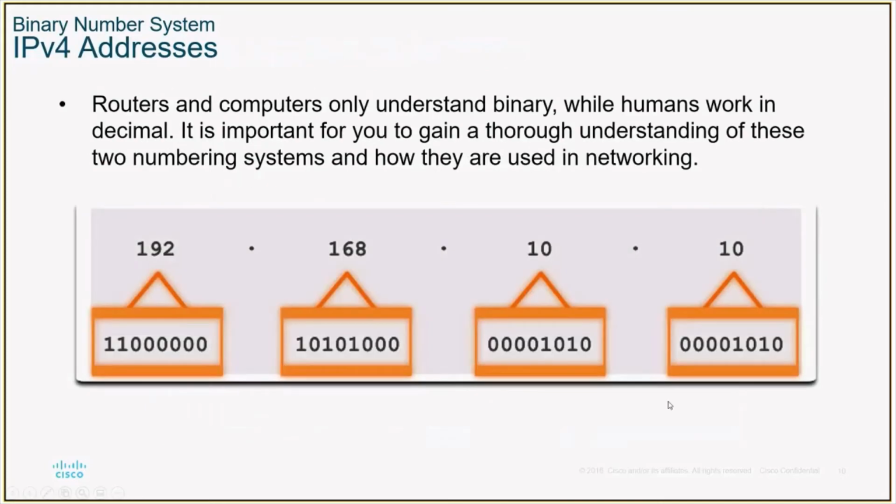Routers and computers only understand binary while humans work in decimal, so it is important for you to gain a thorough understanding of these two numbering systems and how they are used in networking. It certainly is useful, especially in some later chapters. When we start doing subnetting, you actually do need to break numbers down into binary so you can then split the networks up.